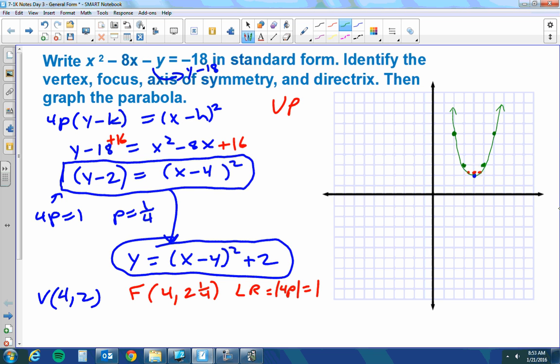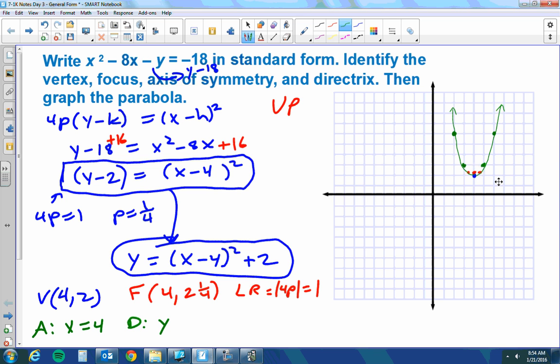All right, we need to finish the rest of the, well, that's for the axis. Well, the axis is that vertical line going through the vertex. What's the equation for that vertical line going through the vertex? Come on, vertical line going through this point. x equals 4. Easy.